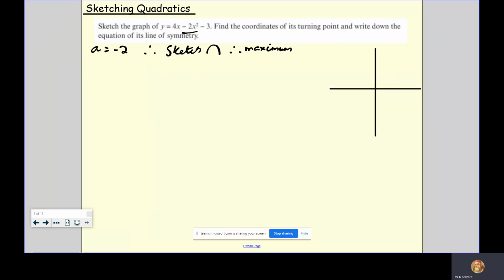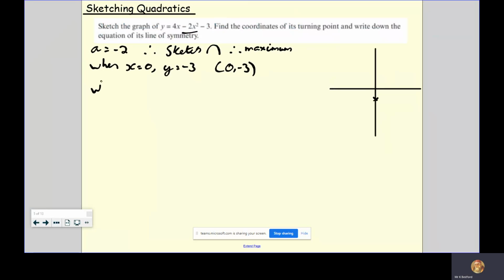Okay. So what I'm going to do is I'm just going to try and find some of the coordinates of the crossing points, first of all, for an accurate sketch. So I'm going to say when x equals 0, I want to know what y equals. Well, y is going to be 0, 0, -3. So I've got a coordinate of 0, -3, about there, which is going to be where it crosses the y-axis.